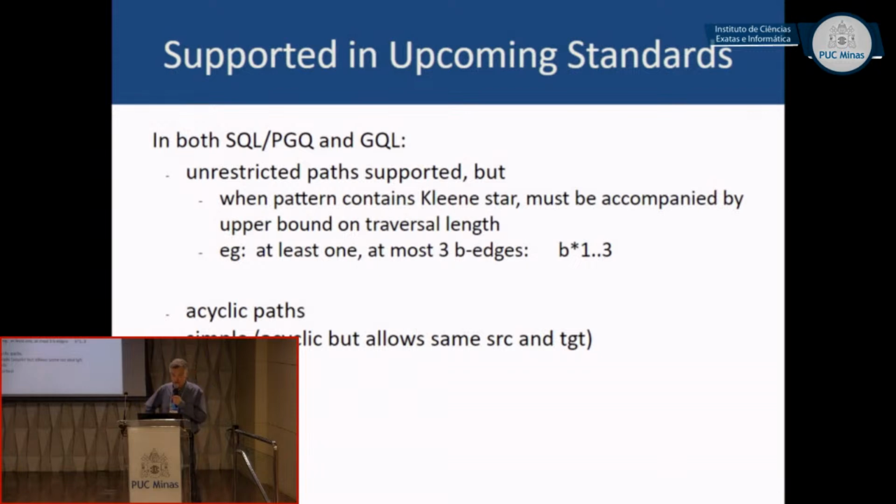You can have unrestricted path, but if they contain a Kleene star that allows path of flexible length, then it must be limited by an upper bound on the traversal length. This would be the syntax there. Arbitrarily many repetitions of B, well, not quite arbitrarily, at least 1, at most 3. Okay, that would cut the infinite recursion. You can have a cyclic path. You can have simple, which they define as a cyclic, but you allow the source and target to coincide. You can have trails, and you can have shortest path, all of which are coming up.